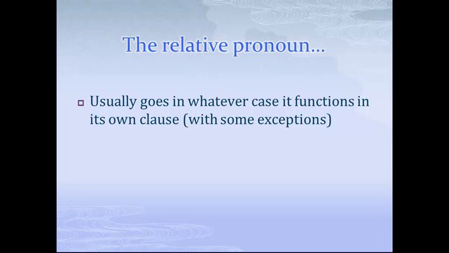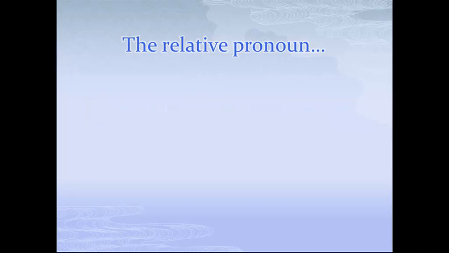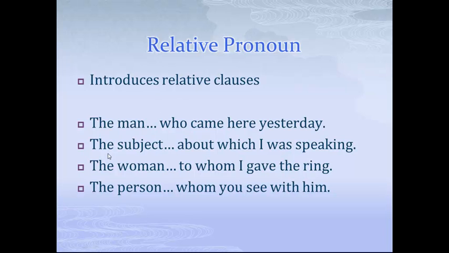You see, relative pronouns always point back to a word. Like if you see here, these are called antecedents. They're what the relative clause is talking about. The man who came here yesterday. All of this is telling you which man you're talking about. It's the who came here yesterday man, or it's the about which I was speaking subject, or it's the to whom I gave the room woman.